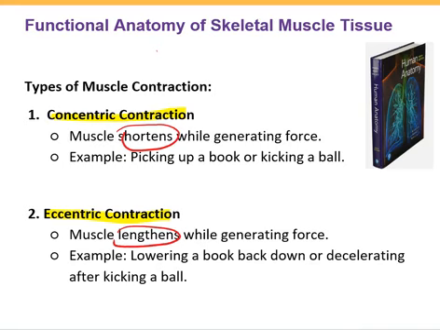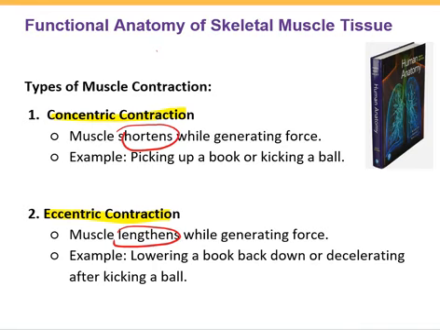The best example for concentric contraction is when you're picking up a book or kicking a ball. But when you are going to lower something down, that is the example of the eccentric contraction. The mechanism for concentric contraction is less understood.